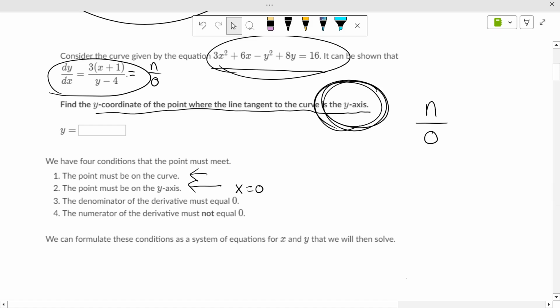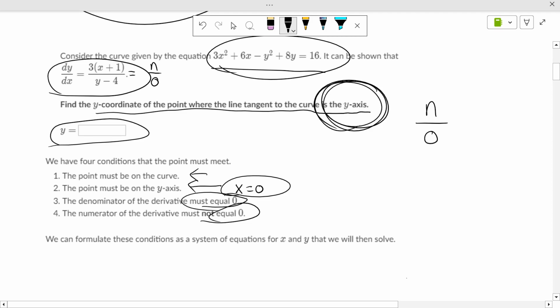So since the point must be on the y-axis, x equals 0, this is huge. This helps us so much when we know x equals 0. The denominator of the derivative must equal 0 because we have a vertical line, vertical slope. So 0 has to be in the denominator. And the numerator cannot equal 0 or we have indeterminate form. And we don't want indeterminate form today. Okay? So how do we figure out what y is?